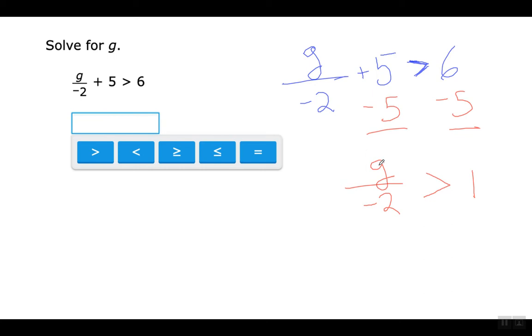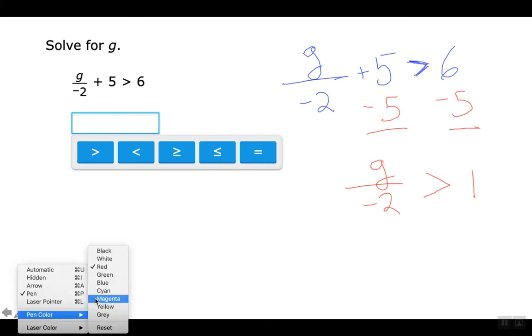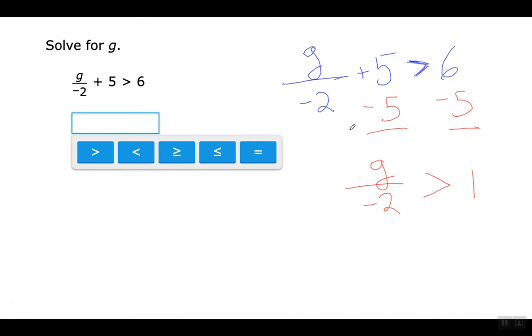Now I'm still trying to get g by itself, so I want to get rid of that negative 2. The long way is to write that you're multiplying both sides by negative 2, which is the opposite of dividing by negative 2. The short way is to just write it over here.